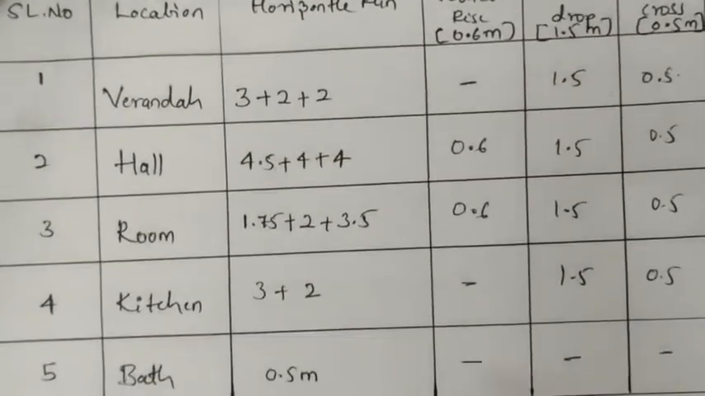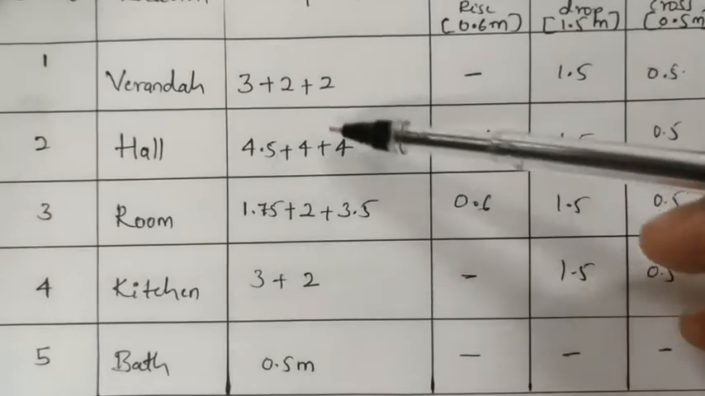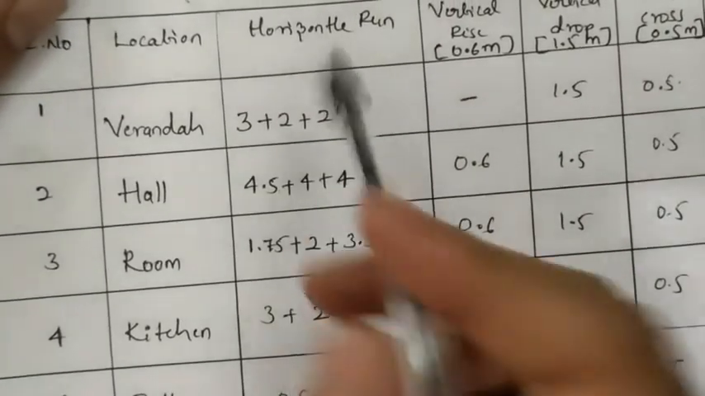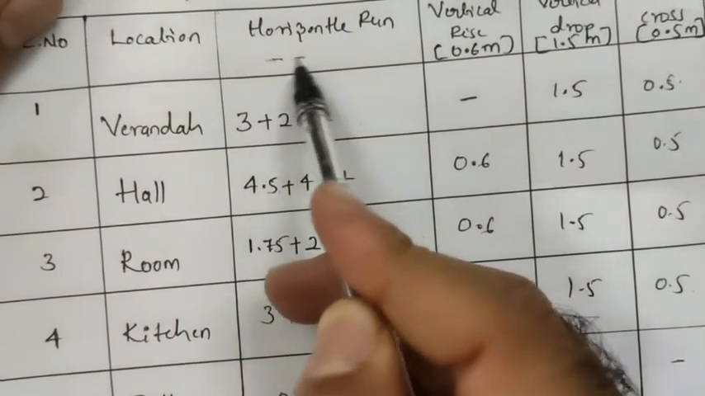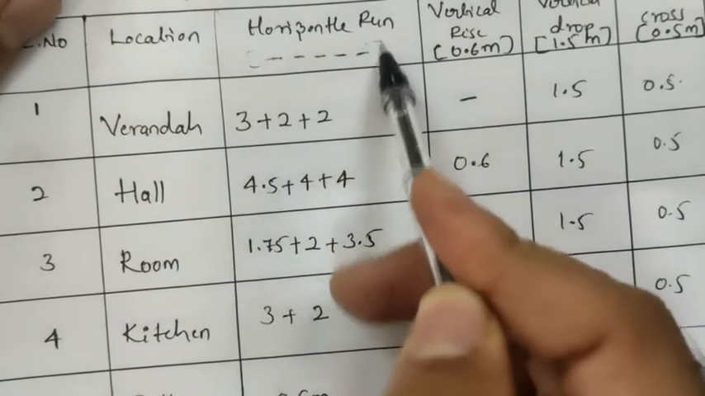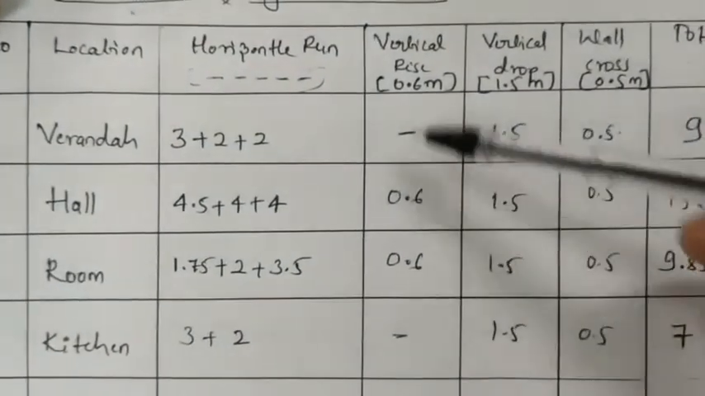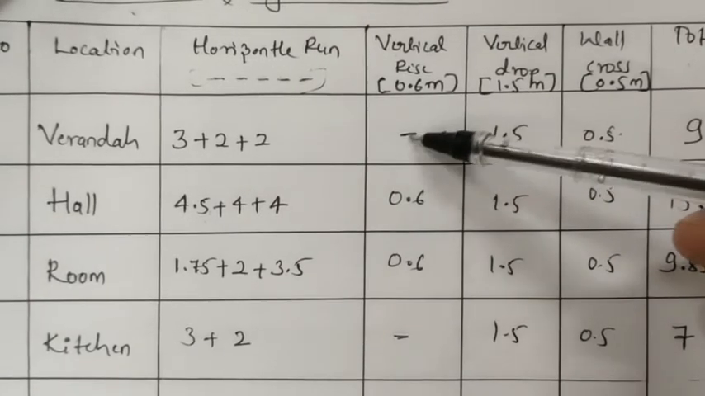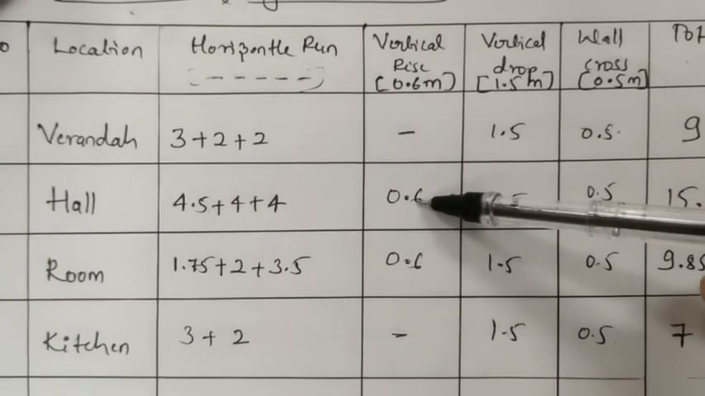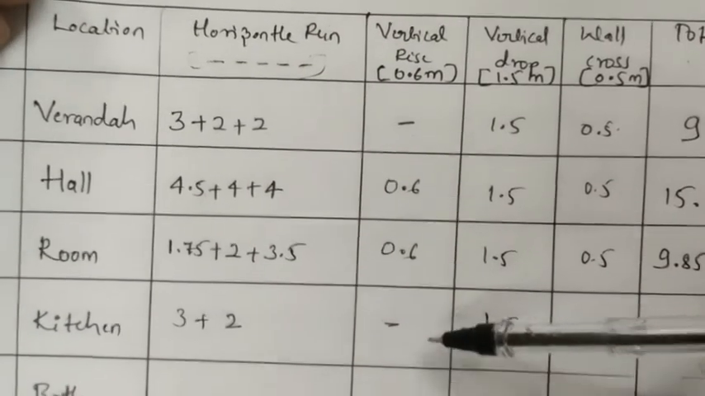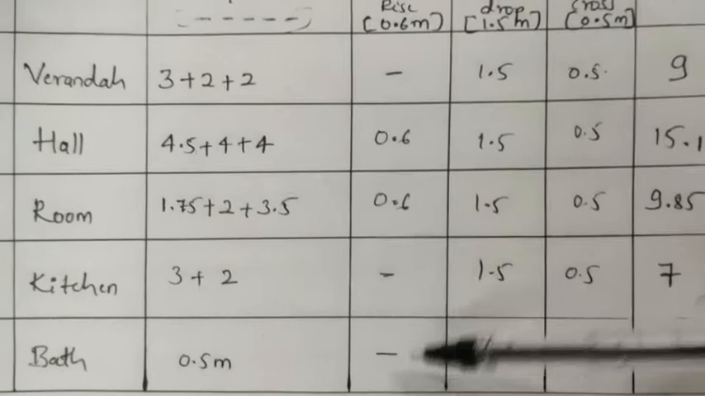With reference to the wiring plan, the wiring single line diagram of the building, you have to write on all the dotted lines indicating the particular room. So this is the horizontal run. And the remaining side is the vertical rise, meaning ceiling point. So veranda no ceiling point, dash. Hall 1 ceiling point, 0.6. Room 1 ceiling point, 0.6. Kitchen no ceiling point, dash. Bathroom no ceiling point, dash.